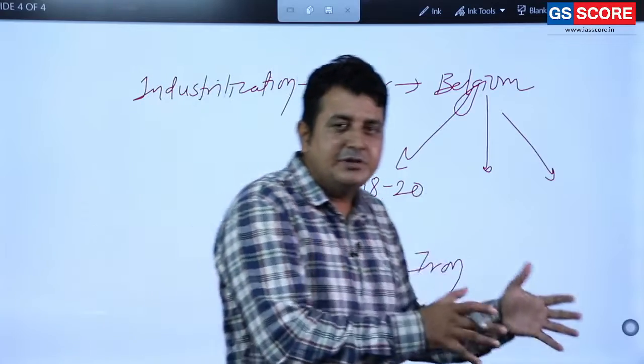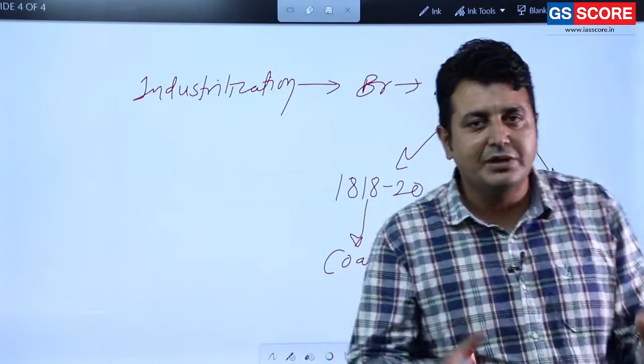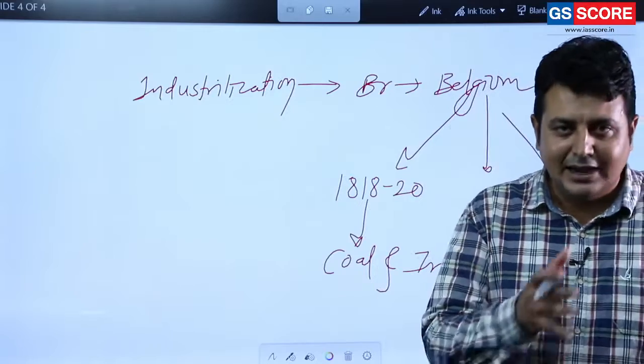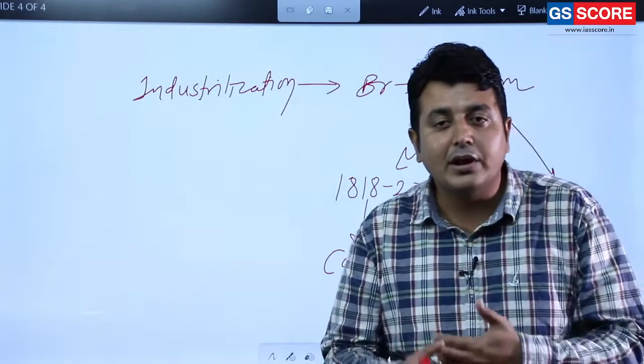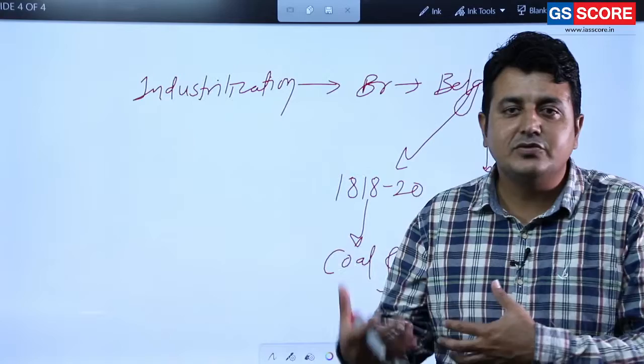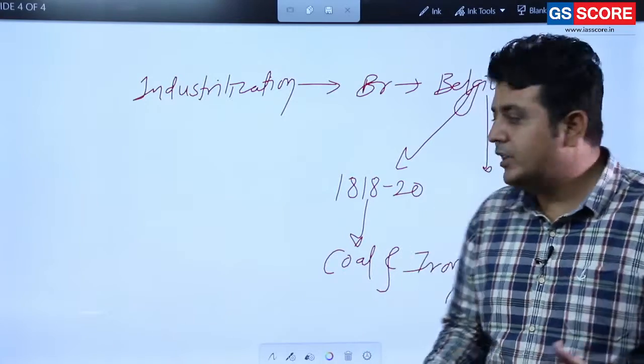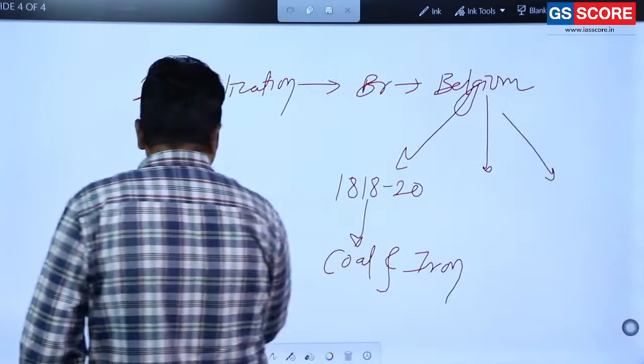Earlier the agrarian based society was there. Agriculture was the main source of income. Yes, land revenue was the main source of income. But now what happened? New industries were there. In new industry, who played an important role? The bourgeois played an important role.